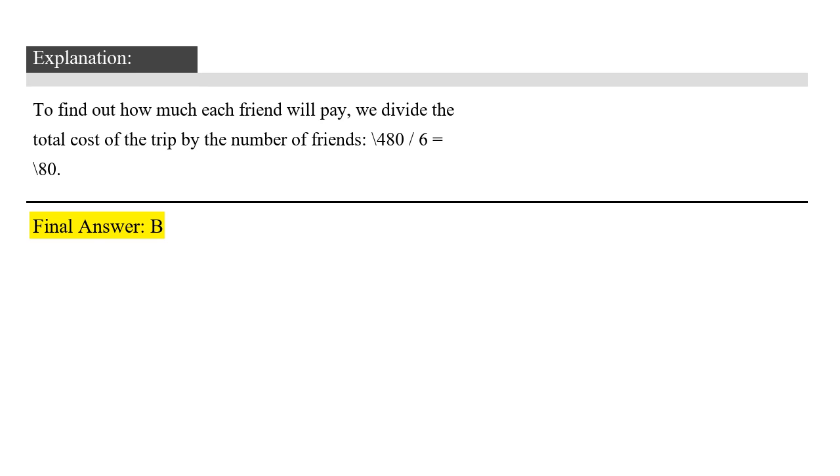To find out how much each friend will pay, we divide the total cost of the trip by the number of friends: $480 / 6 equals $80.